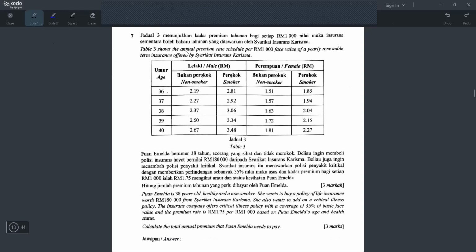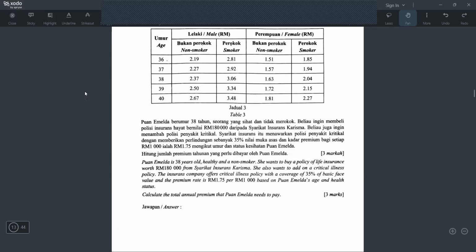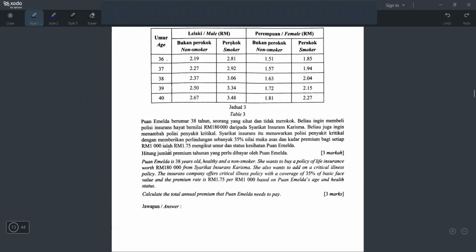Number 7, Table 3 shows the annual premium rate schedule per 1,000 face value of a yearly renewable term insurance offered by Syarikat Insurance Karisma. So far nothing important here. Let's see what it says. Puan Imelda is 38 years old, and it's Puan, right? So definitely not male, it's female. Healthy and non-smoker, so healthy non-smoker. So this is the rate.